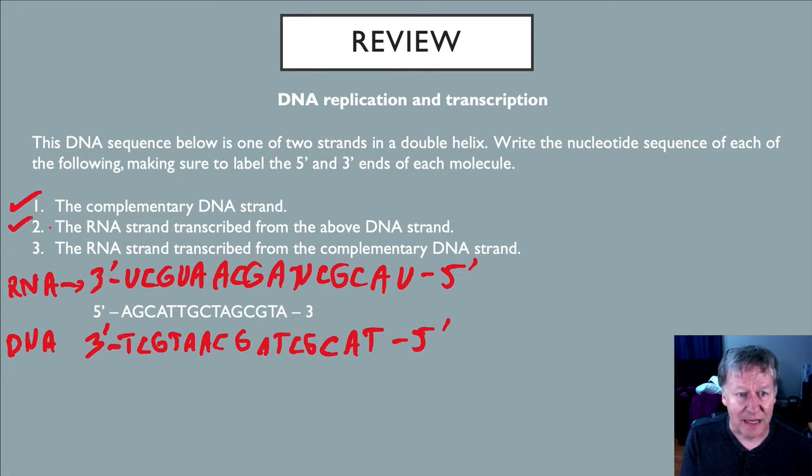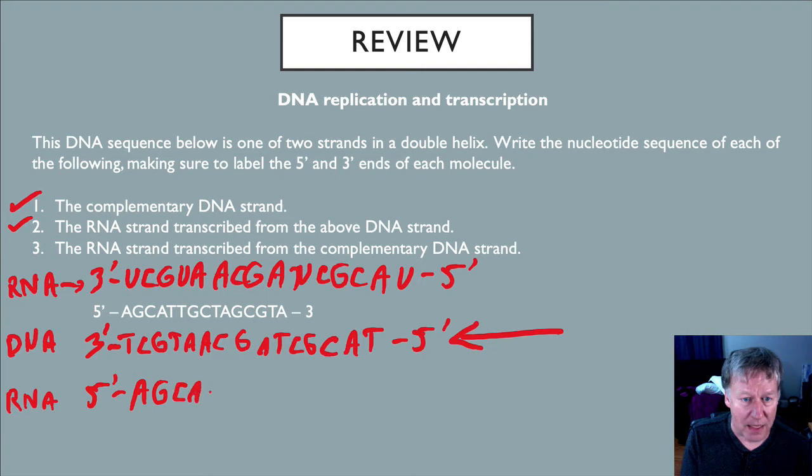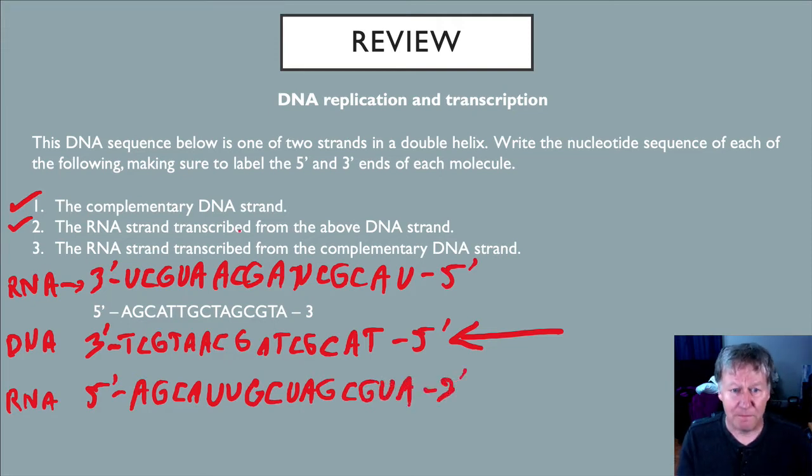Hopefully you got that. Next, the RNA strand transcribed from the complementary DNA strand. So that's saying, what RNA will we get if we went from this strand to RNA? So here, I'm going to use this one to copy, and the 3' end, so I'm going to match, this is my next RNA strand, 5', and I'm just running through, so I'm going to end up with A, G, C, A, U, U, G, C, U, A, G, C, G, U, A, 3'. Okay, and that's how you do it.